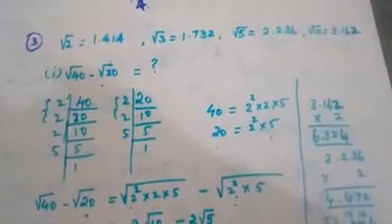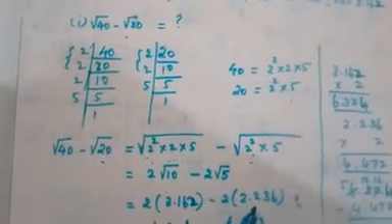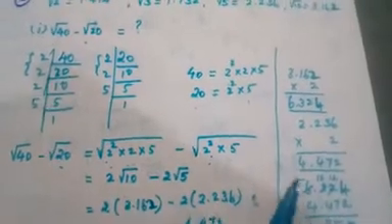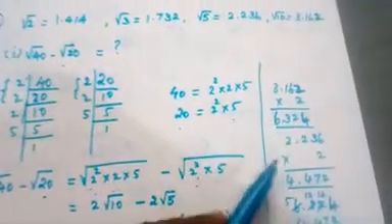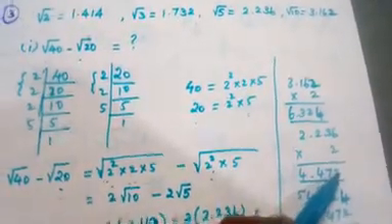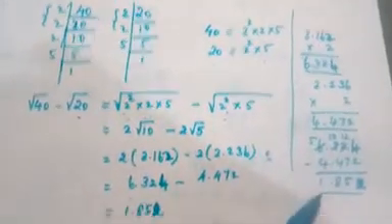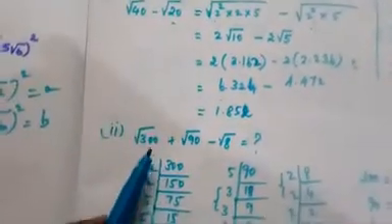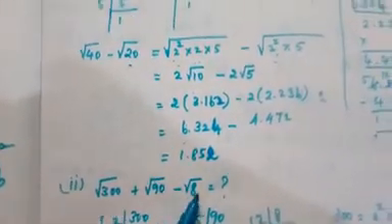Root 10 value is given, 3.162. Then the root 5 value is 2.236. Now you have to multiply these. 3.162 into 2 is 6.324 and 2.236 into 2 is 4.472. So now you have to subtract these two, that is 1.852. So the answer is 1.852.